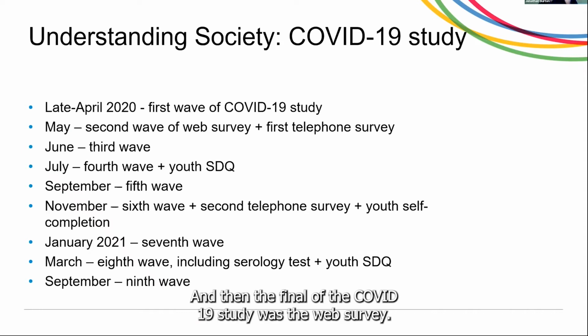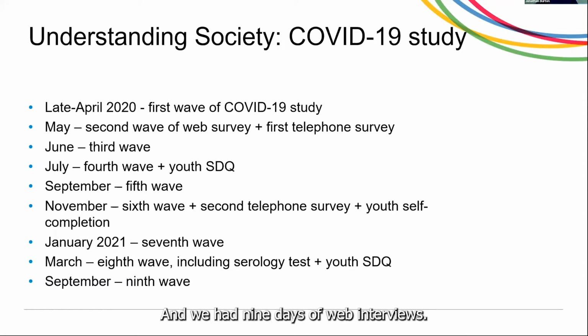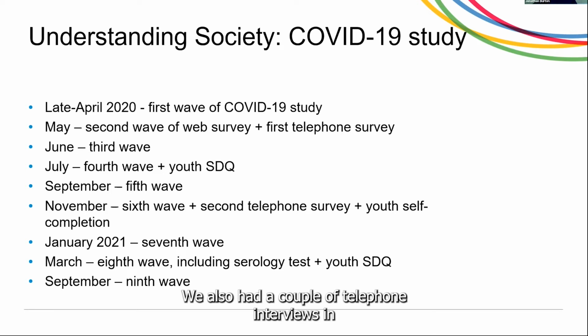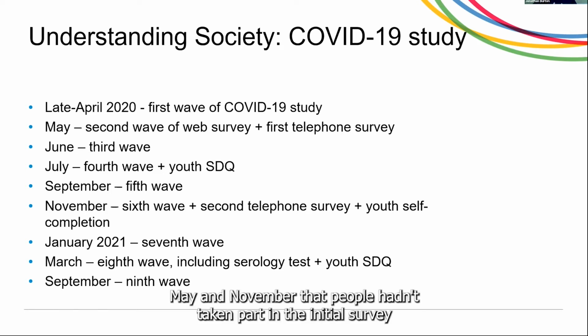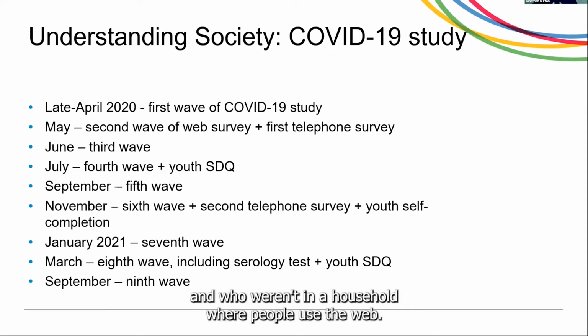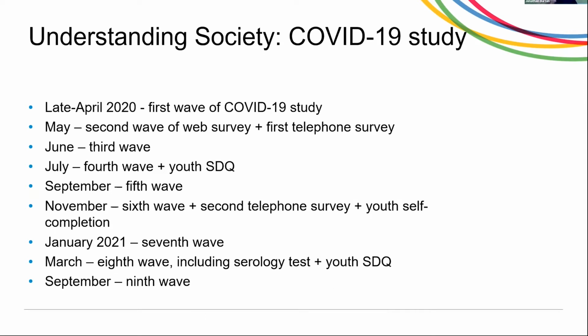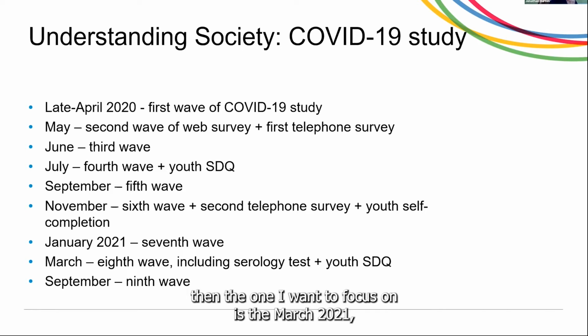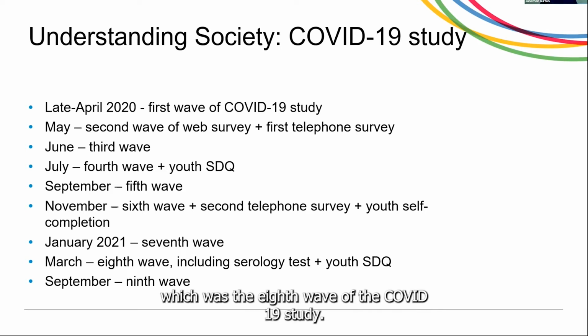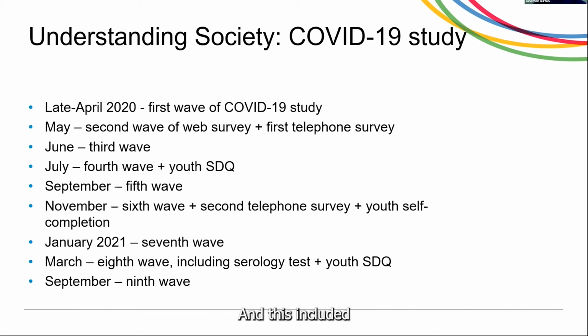And then, as I said, the spine of the COVID-19 study was the web survey, and we had 9 waves of the web interviews. We also had a couple of telephone interviews in May and November for people who hadn't taken part in the initial survey and who weren't in a household where people use the web. There were 3 youth questionnaires. But then the one I want to focus on is the March 2021, which was the 8th wave of the COVID-19 study. And this included a request to allow us to send the participants a blood kit so they could send back a sample of their blood.